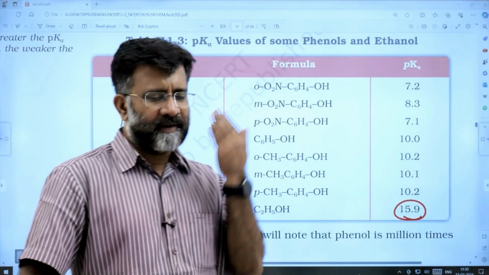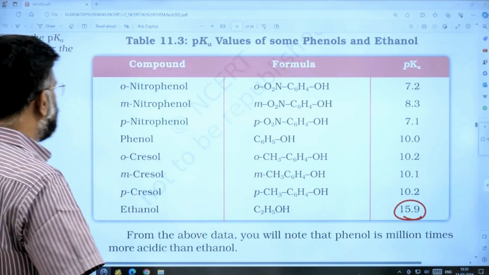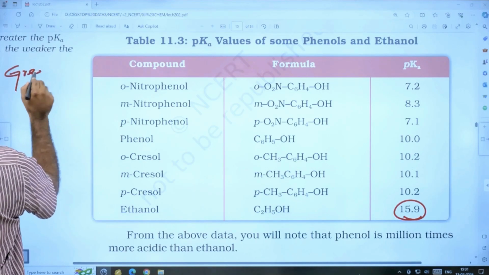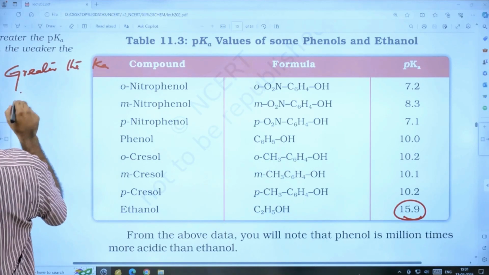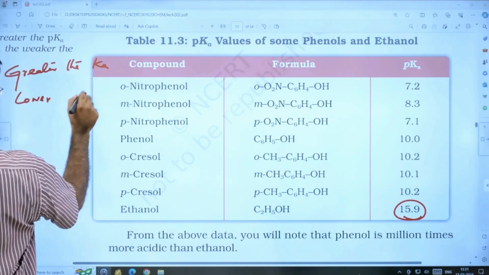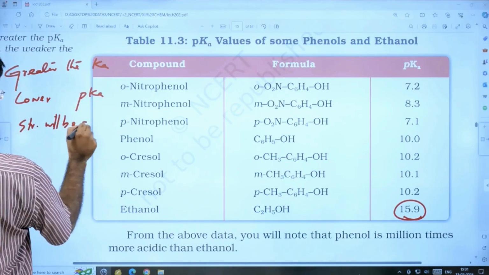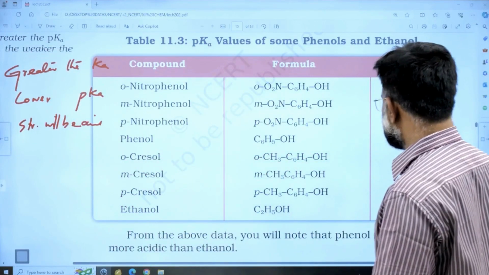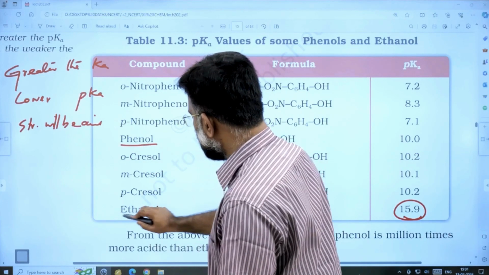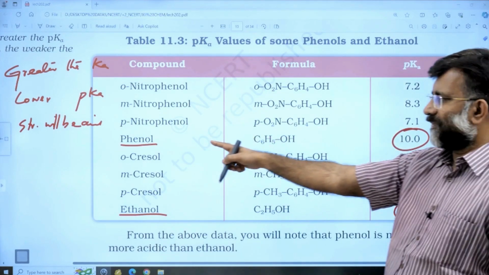All of you know, greater the Ka value, lower the pKa value, stronger the acid. That is the character. So here you can compare phenol versus ethanol. Ethanol is in the 16 range, phenol in the 10 range. So phenol is more acidic.